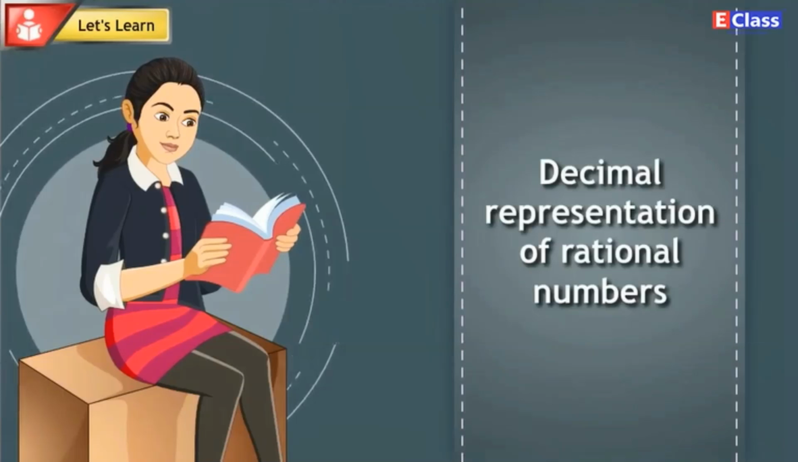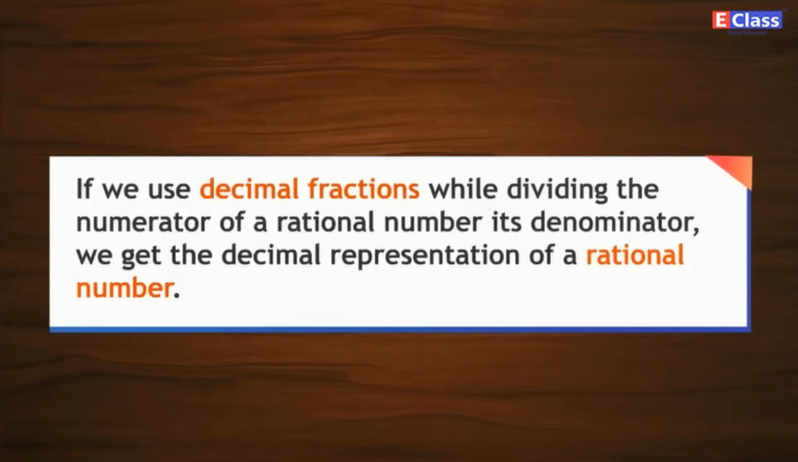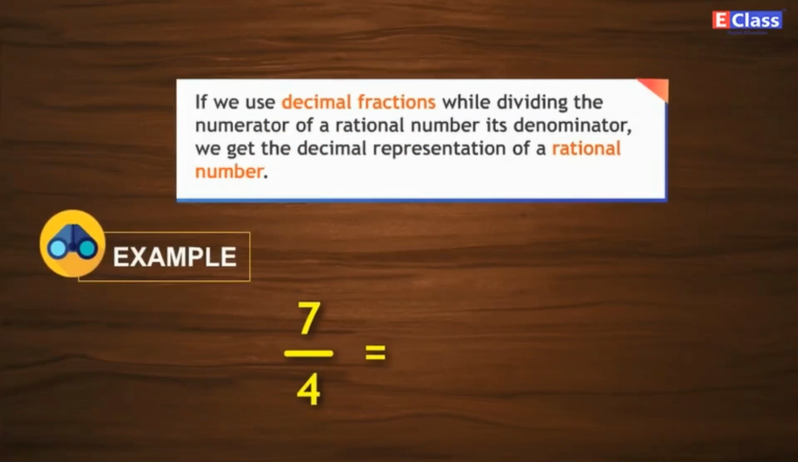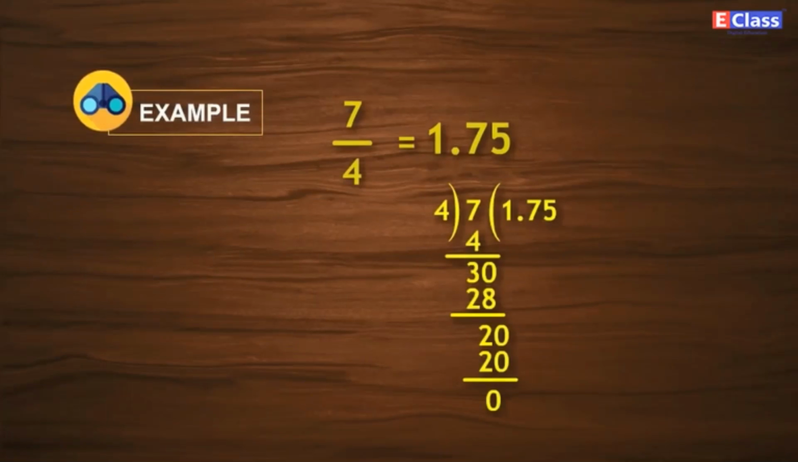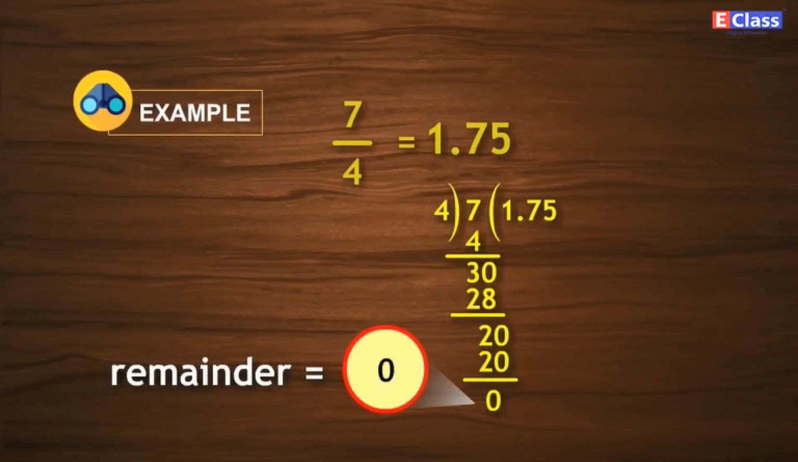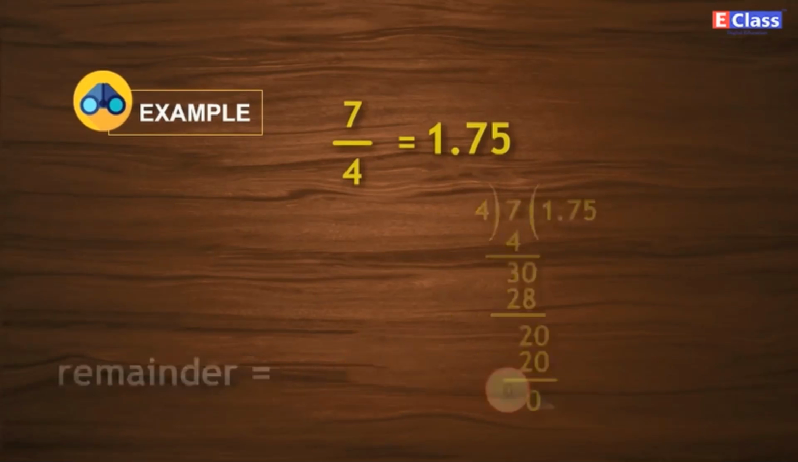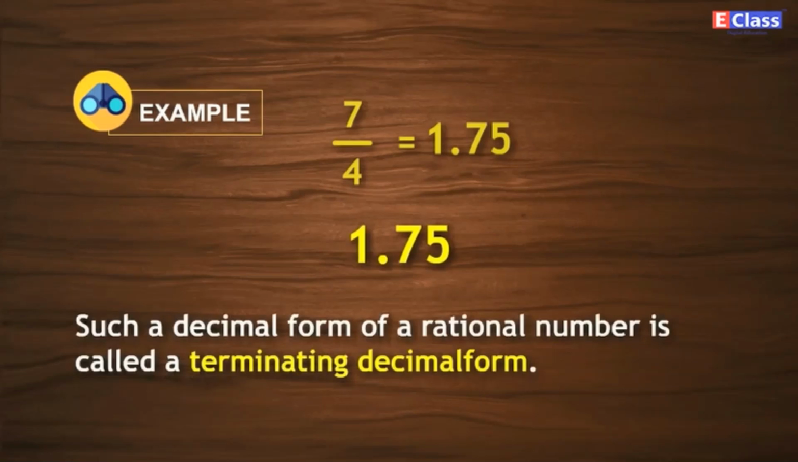Let us learn about the decimal representation of rational numbers. If we use decimal fractions while dividing the numerator of a rational number by its denominator, we get the decimal representation of a rational number. For example, 7 by 4 is equal to 1.75. In this case, after dividing 7 by 4, the remainder is 0. Hence, the process of division ends. Such a decimal form of a rational number is called a terminating decimal form.